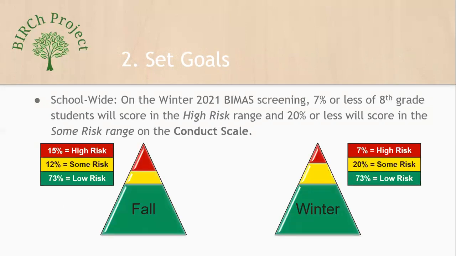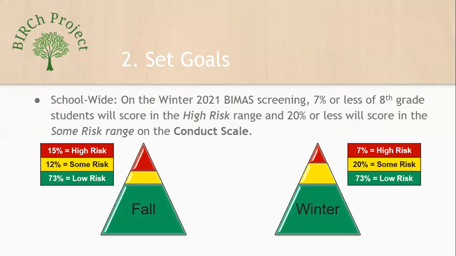As an example, based on the data that I showed you previously, an appropriate goal for students in this particular example would be the following. On the winter 2021 BIMAS screening, 7% or less of 8th grade students will score in the high risk range, and 20% or less will score in the some risk range on the conduct scale. So I have a specific behavior, a specific set of behaviors or constructs that I'm focusing on, the conduct. I have a measurable criterion that I've put in place. 7% or less of my population of 8th grade students will score in the high risk range.